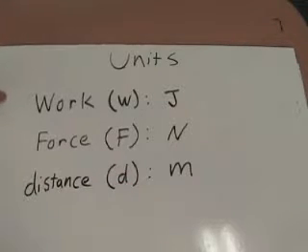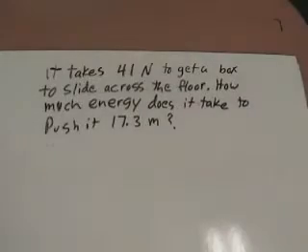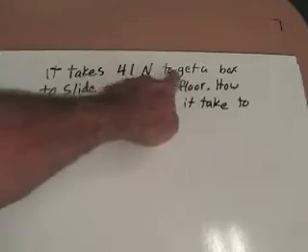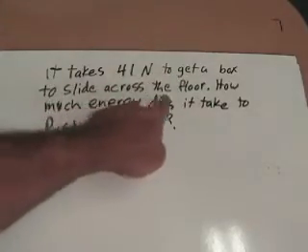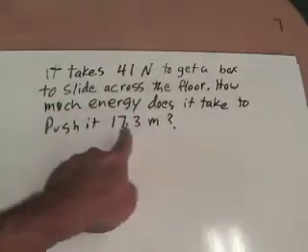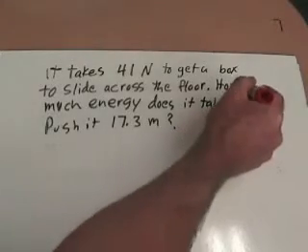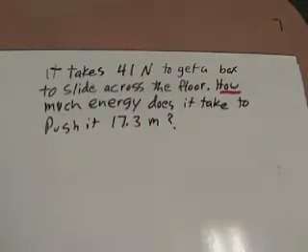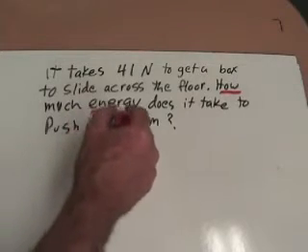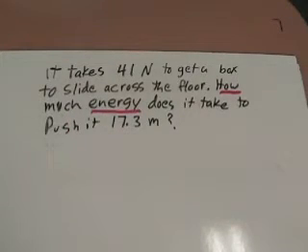Let's take a look at one example of how we would solve this problem. It says, it takes 41 newtons to get a box to slide across the floor. How much energy does it take to push it 17.3 meters? My approach to equations is always to first look for the interrogative word. What makes it a question? How. So what are we looking for? We're looking for how much energy. Remember, energy is joules. That's work. So we're looking for work in the equation. So we're going to be solving for work.